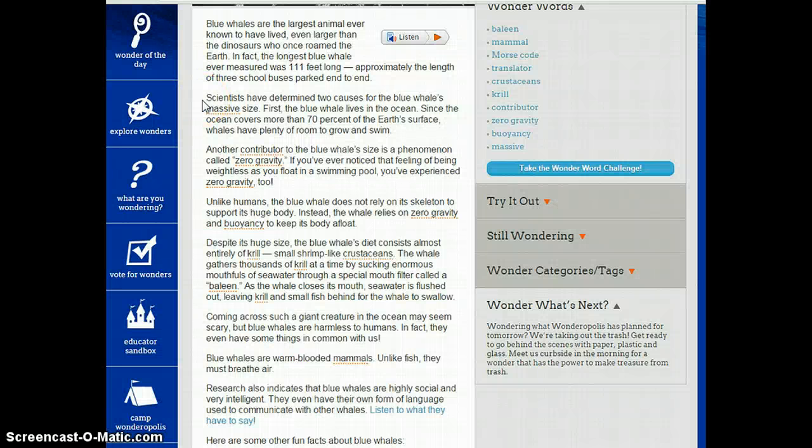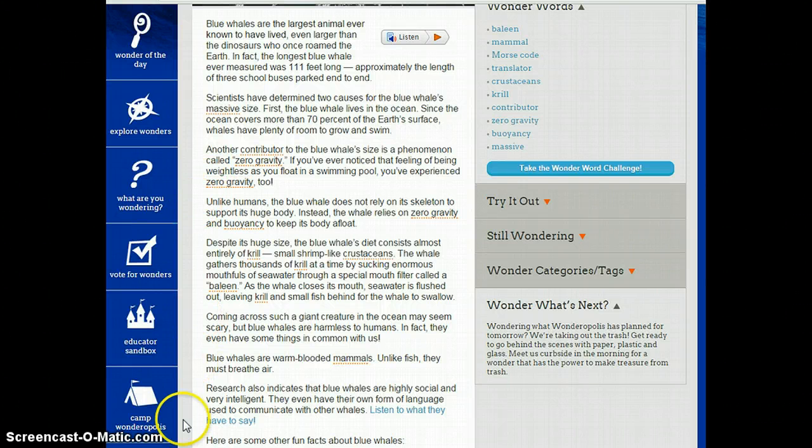Scientists have determined 2 causes for the blue whale's massive size. Refer to your sheet if you need to know what massive means. First, the blue whale lives in the ocean. Since the ocean covers more than 70% of the Earth's surface, whales have plenty of room to grow and swim. Another contributor to the blue whale's size is a phenomenon called zero gravity. If you've ever noticed that feeling of being weightless as you float in a swimming pool, you've experienced zero gravity too.